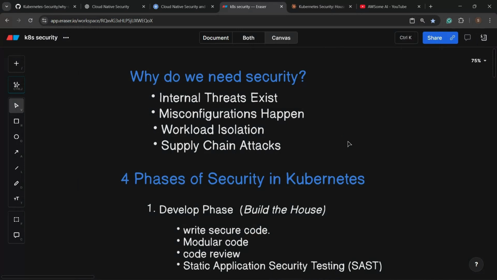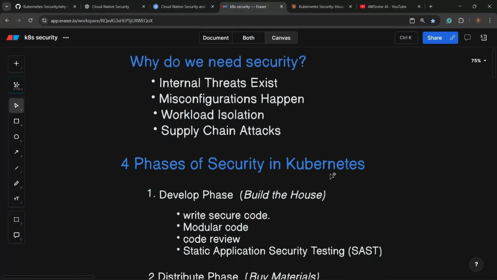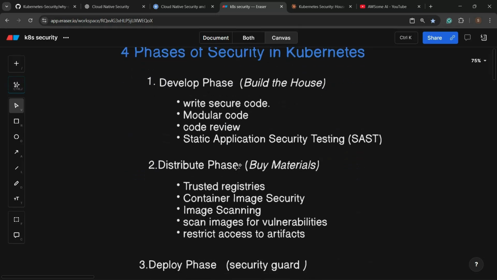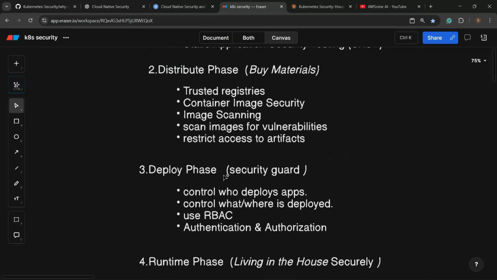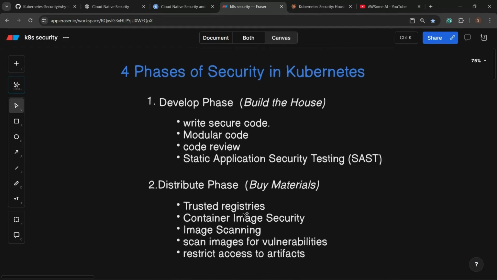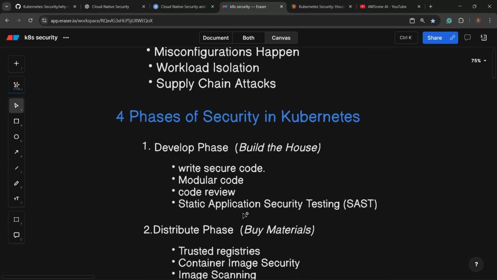Now that we understand the risk, let's learn how to protect our Kubernetes by following the four phases of security in Kubernetes. What are those four phases? Develop phase, distribute phase, deploy phase, runtime phase. Don't worry, I will try to explain each phase in an easy manner so that it gets straight into your head. So starting with the develop phase.